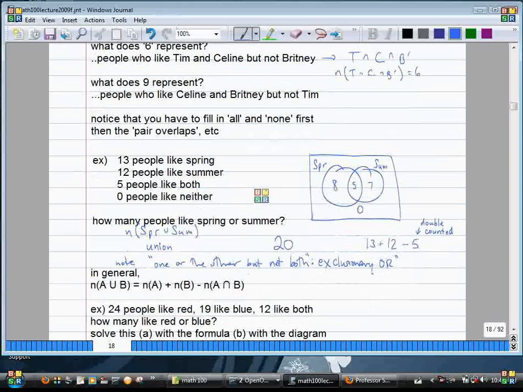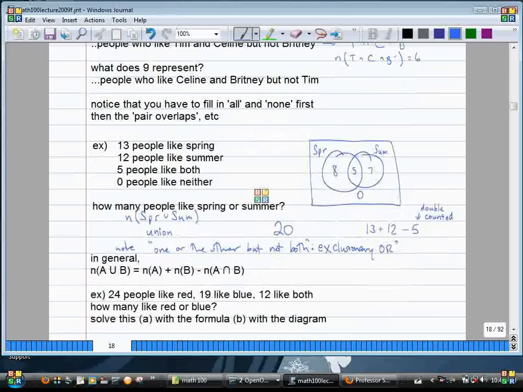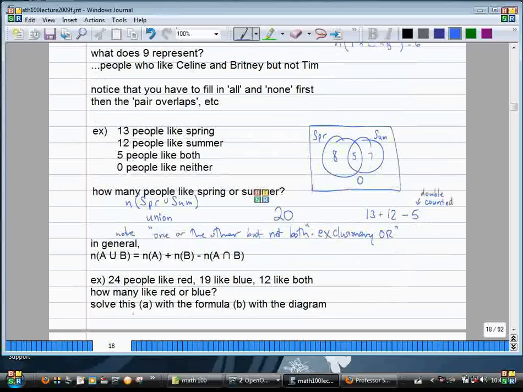So if I give you a problem like this, 24 people like red, 19 like blue, and 12 like both. How many like red or blue? With the formula. 43. How did you get that? Oh wait, 31. Yeah, 31. I forgot to minus the 12. Right. 24 plus 19, but minus 12, which are the ones that were counted twice. And that gives you 31.